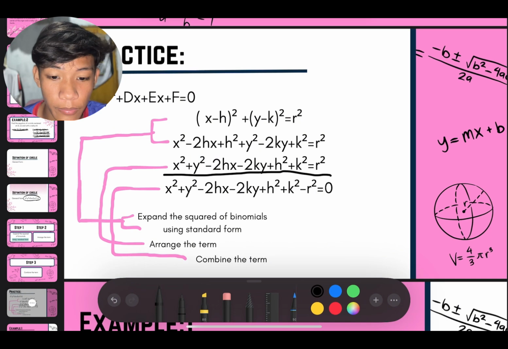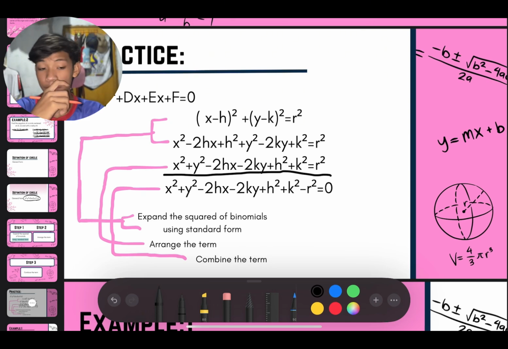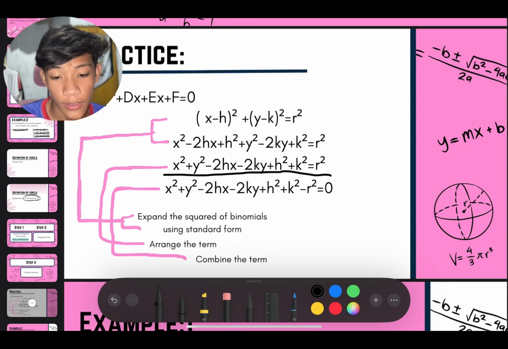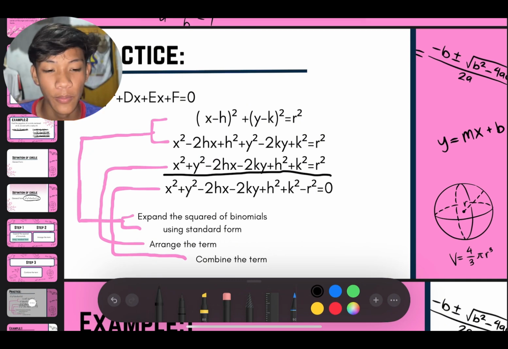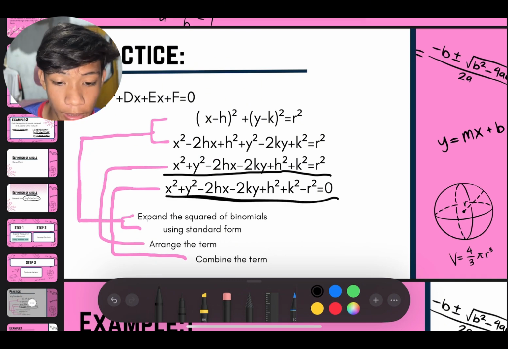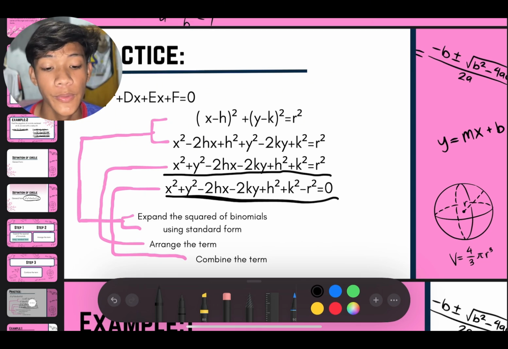So let's arrange the terms. x squared plus y squared minus 2hx minus 2ky plus h squared plus k squared is equal to r squared. That's how we arrange. And the third step is combine the terms. So let's write x squared plus y squared minus 2hx minus 2ky plus h squared plus k squared minus r squared is equal to 0.